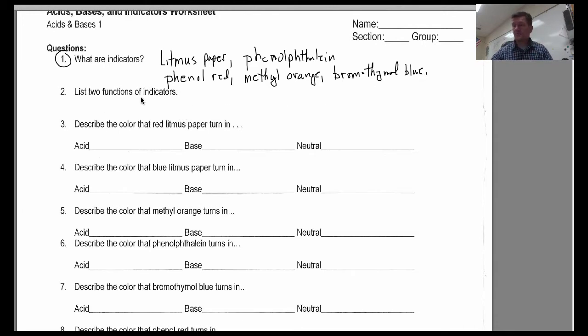Now, what is the purpose of these indicators? Some indicators are very useful and they can help us to determine what is called the pH. So 1, it helps us determine the pH, and we'll talk about pH in class. It's just a number that tells you how acidic or basic something is. And 2, it could just tell you whether it is an acid or base, if you just want to be more general. Acid or base, or neutral.